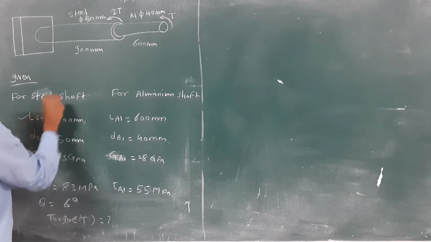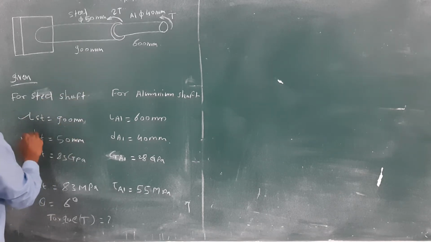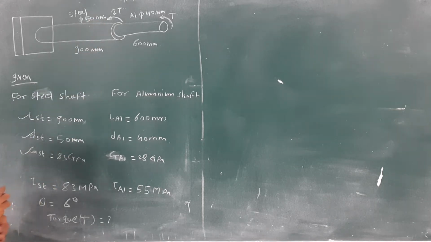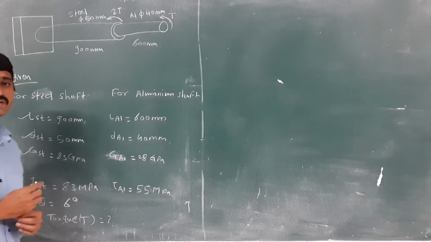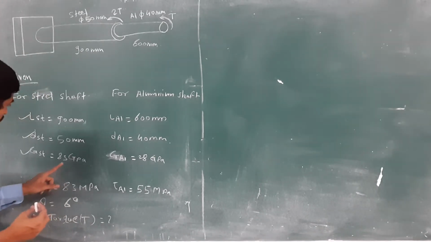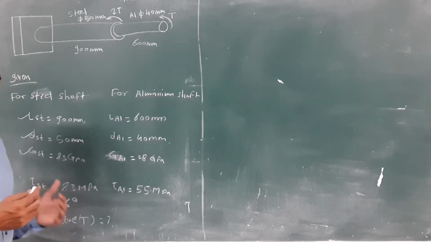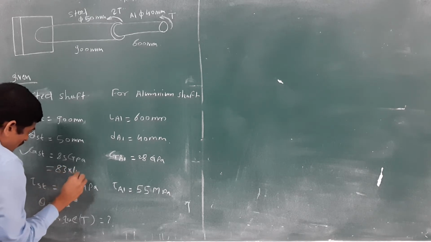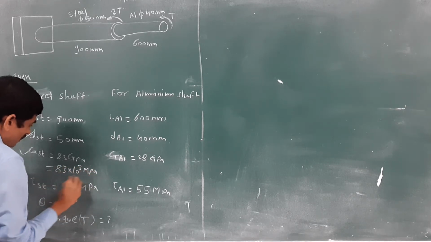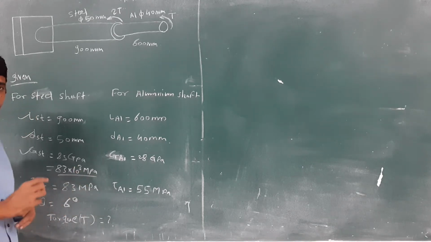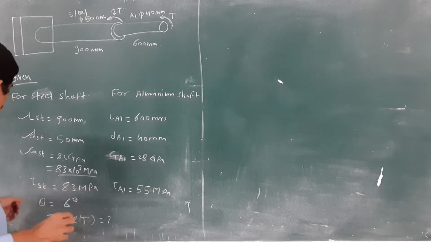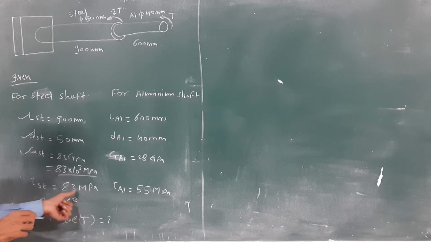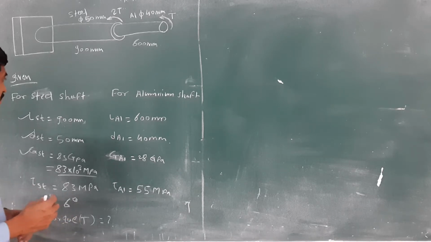Check that the length of the steel shaft is 900 mm, then the diameter of the steel shaft is 50 mm. G steel is given. What is G? Yes, modulus of rigidity. This value is given in GPa. You have to convert it to MPa. Then how to convert this into MPa? 83 into 10 raised to 3 MPa. Am I right? Yes, 10 raised to 3 MPa. We know the relation. In a similar way, the shear stress induced in the steel shaft is given as 83 MPa and theta is given as 6 degree.